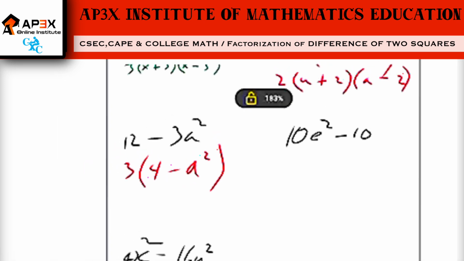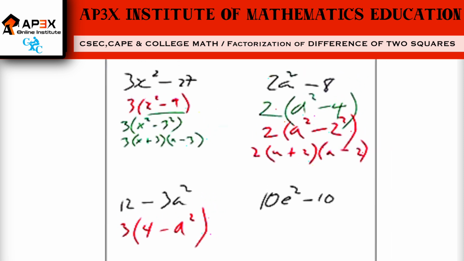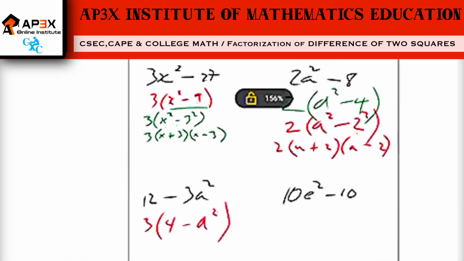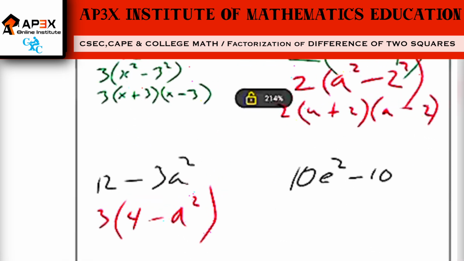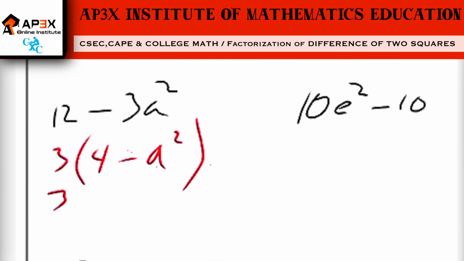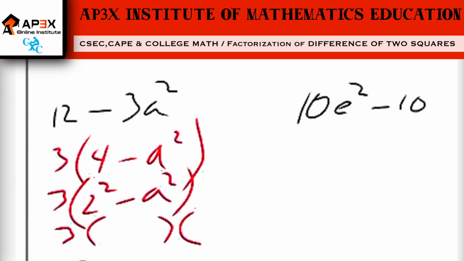And once again, look at that. 4 minus a squared is very similar to a squared minus 4 that we just did. So the questions are similar. So we're going to have 3 open bracket. What do I have to square to get 4? We already got that, guys. It's 2 squared minus a squared. So therefore we have 3 open bracket, close bracket, open bracket, close bracket, plus in one, minus in the other, 2 here, 2 here, a here, a here. Voila, we're done.